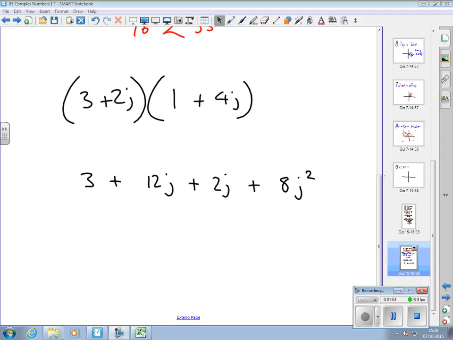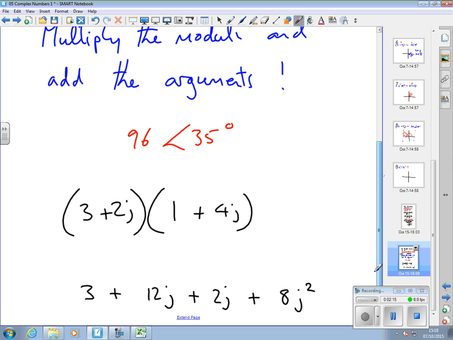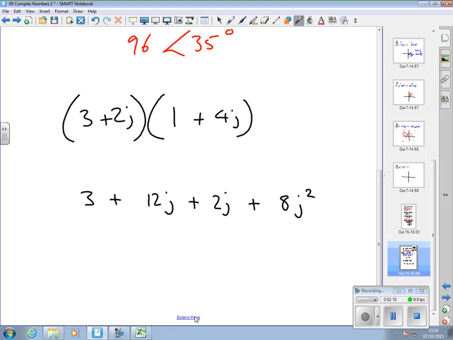So if we do that, 3 times the 1 gives us the first term, 3. 3 times the 4j, 12j. 2j times 1, 2j. And thinking of j just like the x, 2j times 4j, 8j squared.